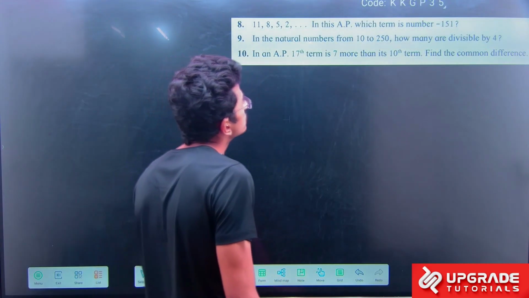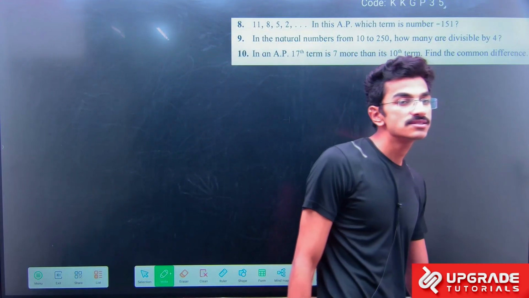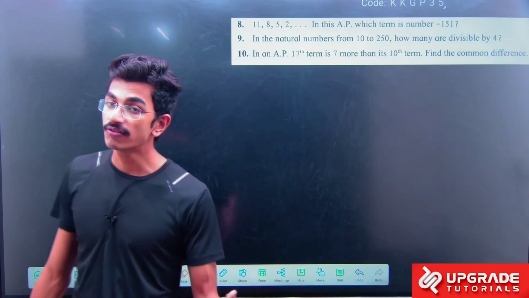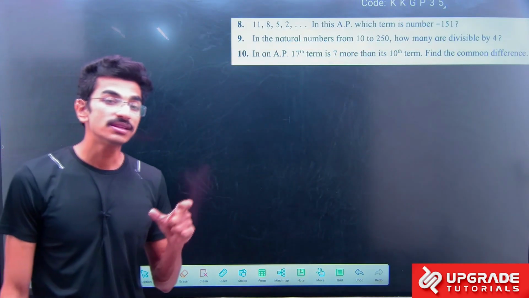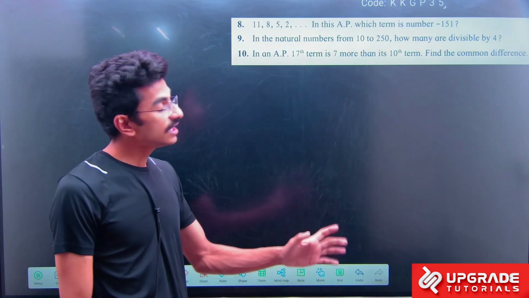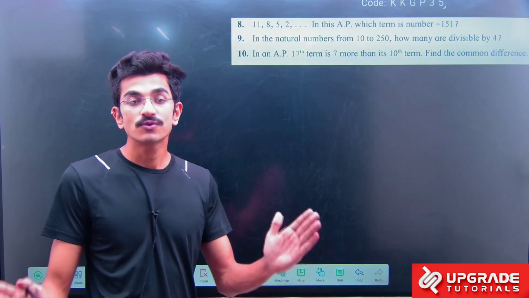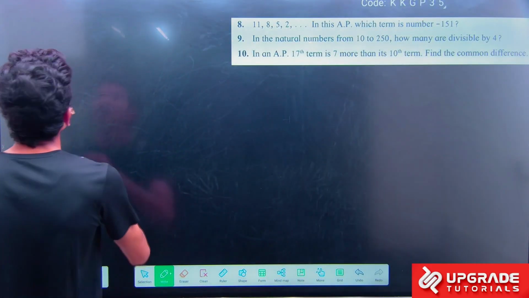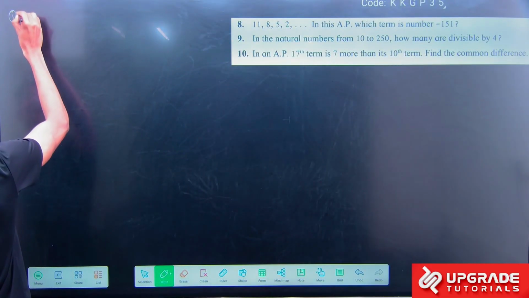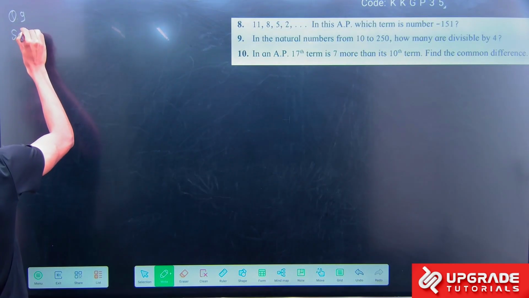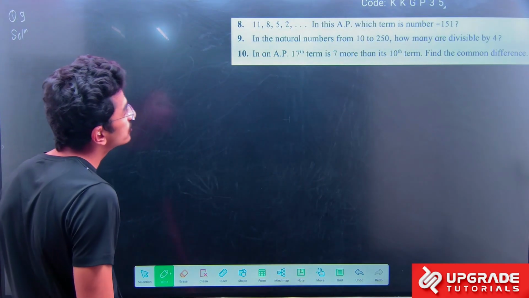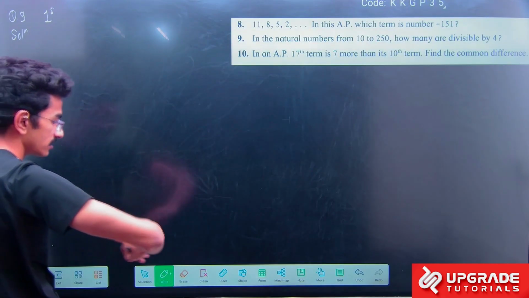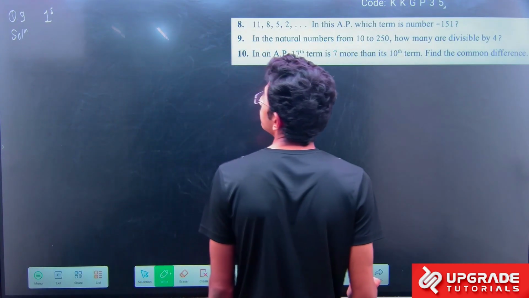In the natural numbers from 10 to 250, how many are divisible by 4? Similarly, we did a divisible sum earlier, that was divisible by 5 and it asked for 3-digit numbers. Here a set of numbers is given and we have to find which of them are divisible by 4. Okay, we will do it. Question number 9. Okay, in the natural numbers, wait, we'll write this sequence first.